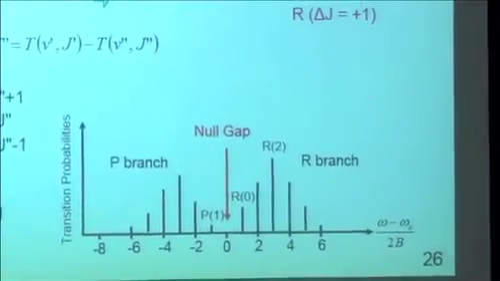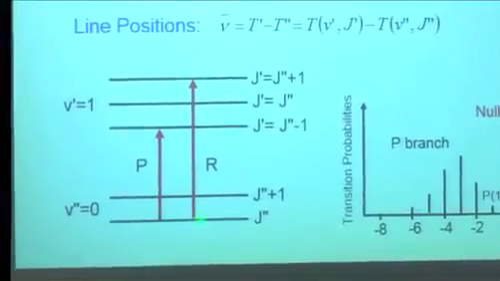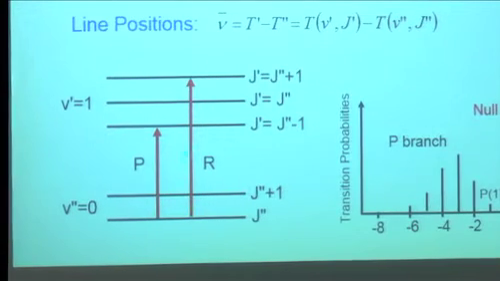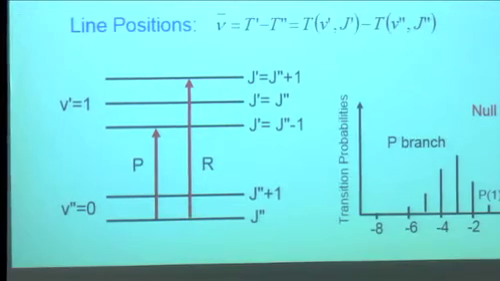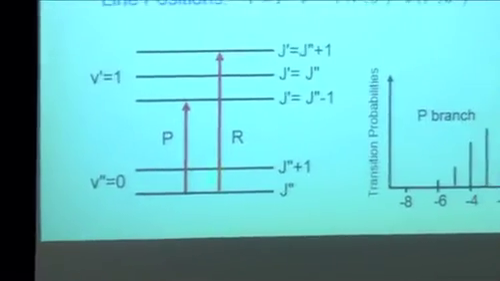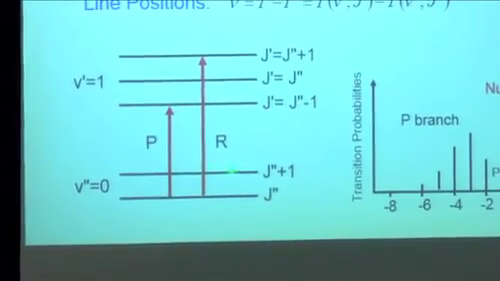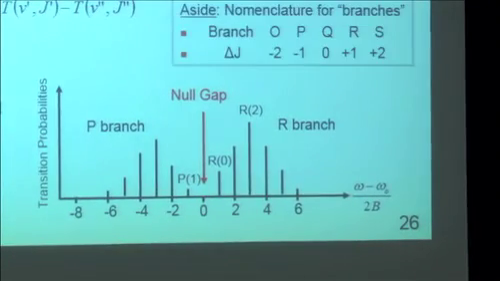And you can identify each of these lines. What's the minimum value of J here? 0. But what about this? What if this is 0? I'm not allowed to go to J of -1, so you can't have that one. You have to be careful. The minimum value of J is 0. So when you look down here, you'll see the first line on the R branch is R of 0, but the first one in the P branch is P of 1. The first one you can get to end up at 0 here is a 1. That's the little subtlety. That's why there's no line right there. That's called the null gap.